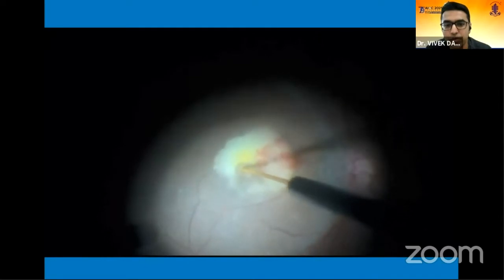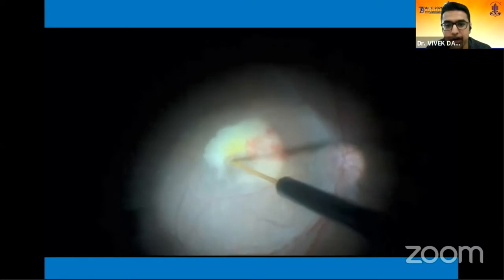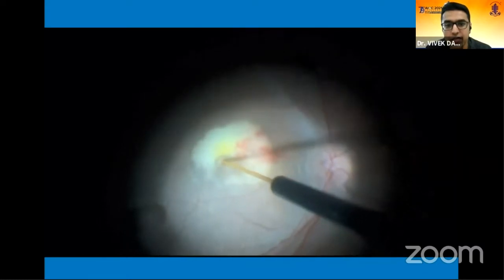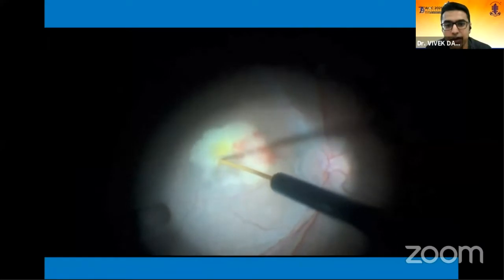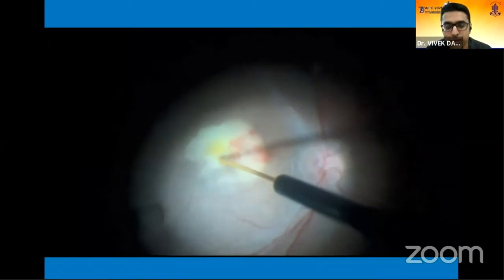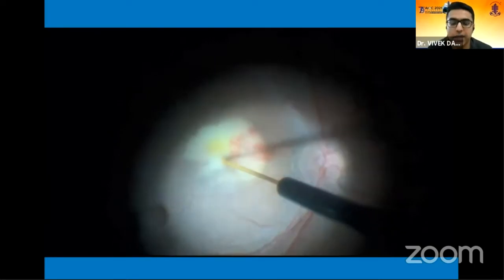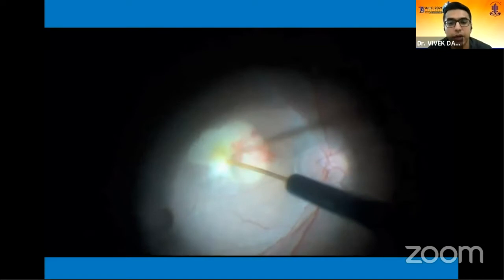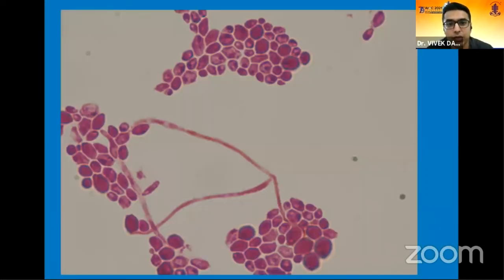If you look at the bore of the needle carefully, you will slowly see whitish material rising up the bore. Here you can see it's rising along the bore. This was collected, and a part of it was immediately plated onto an agar plate, and the rest was sent to microbiology for evaluation. Nothing grew from the vitreous sample, but the subretinal aspirate grew Candida albicans in the laboratory.